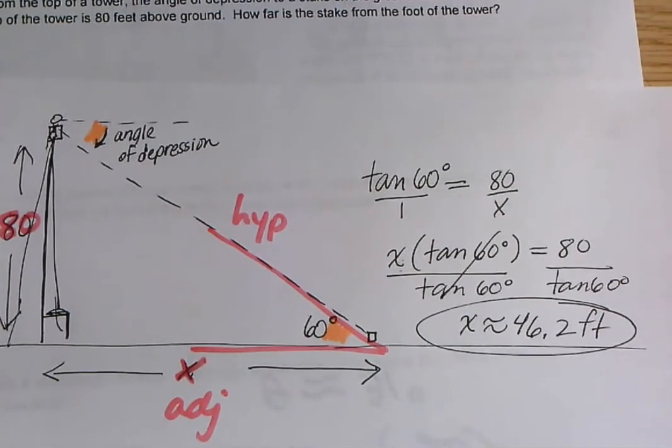So I wanted to throw that one in there to remind you that you're not always finding an angle. And if you're not finding the angle, you don't do an inverse. Inverse is something that's only for finding missing angles.